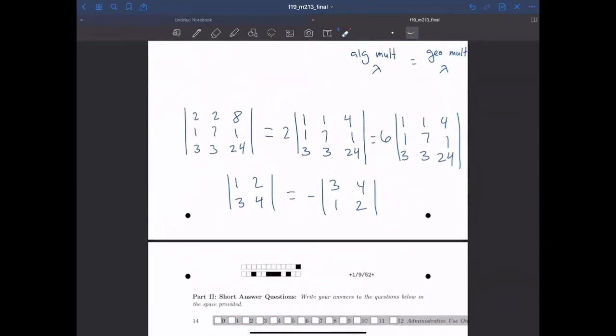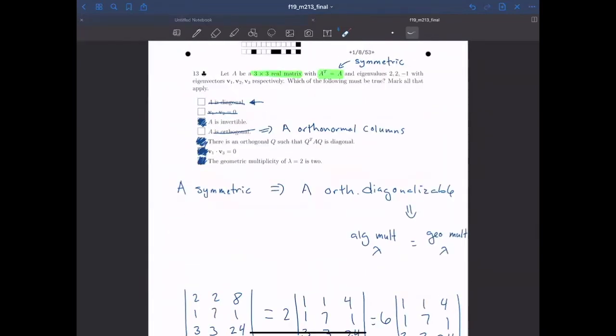Hey, Dr. Hughes. Yeah, go ahead. Sorry, I actually do have a quick question. Is it possible that we can go over the different facts that we know if a matrix is orthogonally diagonalizable? Sure. Yeah, I can flash those up on the screen right here.